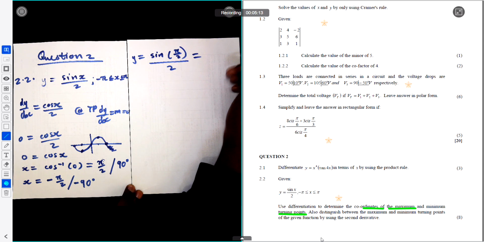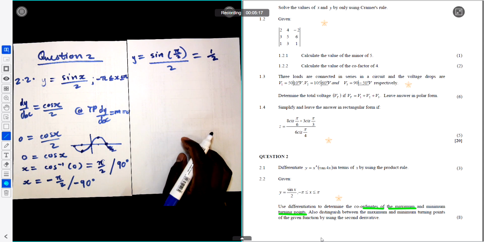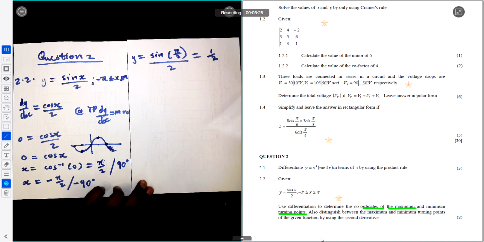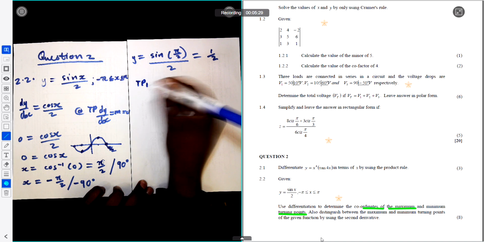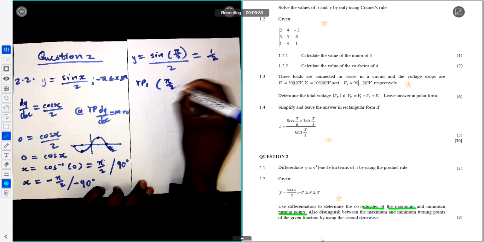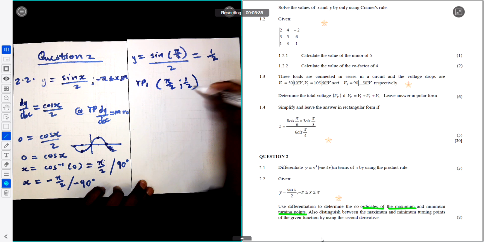So the value that we're going to get is positive half. So sine at 90 is 1. Therefore, multiplied by the half, it is half there. So at this turning point number 1, let us state the ordinate of pi over 2 is a half.